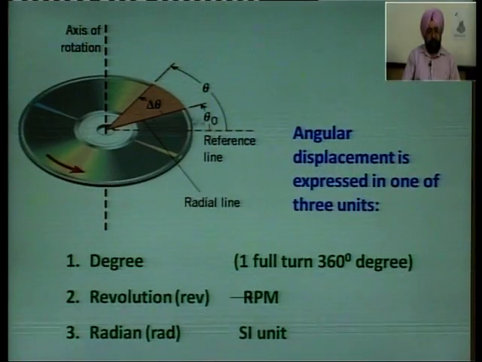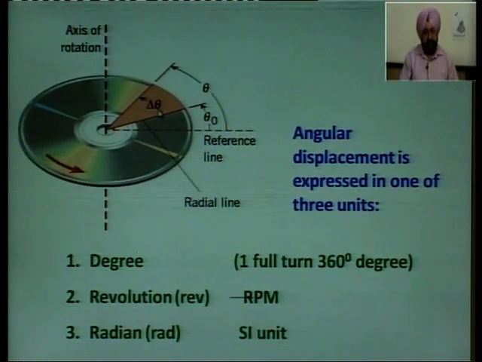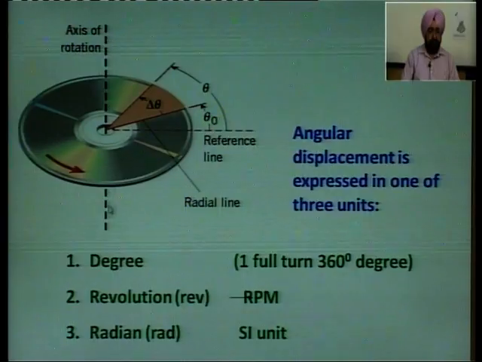So, here again if you see the particle, if this is the reference line, say it moves through angle theta naught and then it moves through angle theta, difference is theta minus theta naught, which you call as delta theta. This is what is called angular displacement. Now, this is the axis of rotation. This is a compact disc that has been shown.